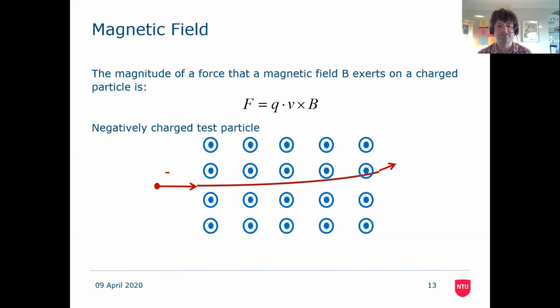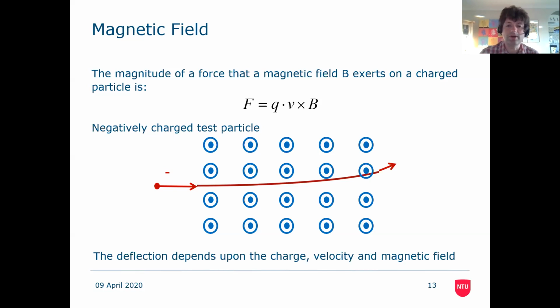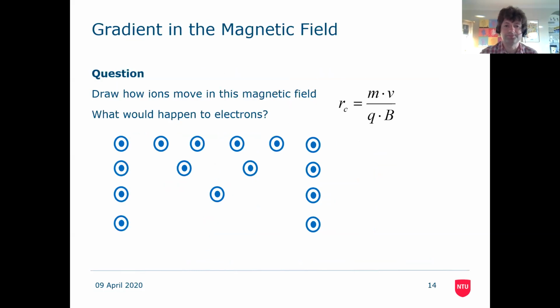Why does it move in the other direction? Well, because the charge has the opposite sign. The charge is now negative rather than positive, and that feeds through into the equations. So the deflection depends upon the charge, the velocity, and the magnetic field strength.